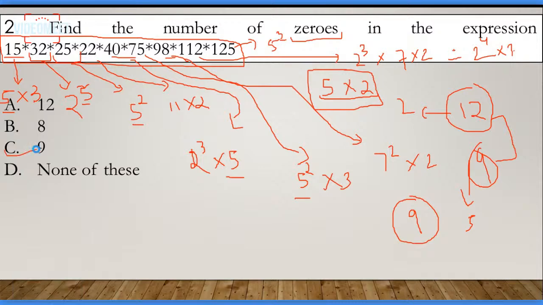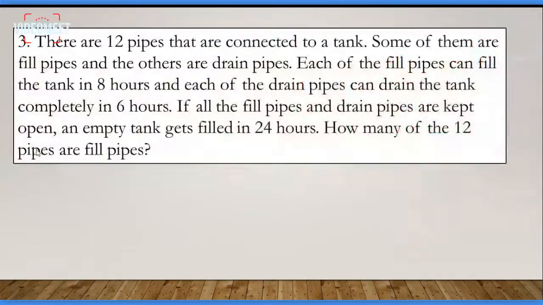Next one is on your screen. Please try this one. Giving you 1 minute to solve this question.